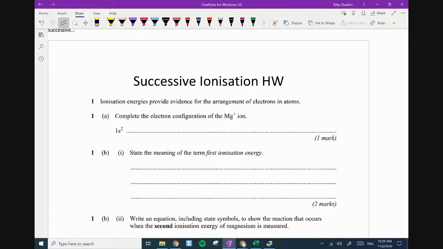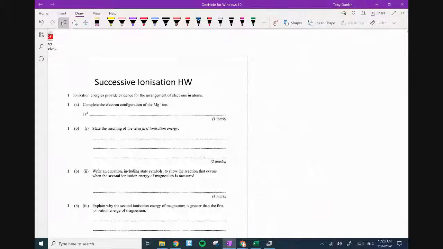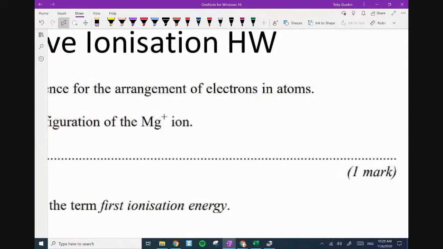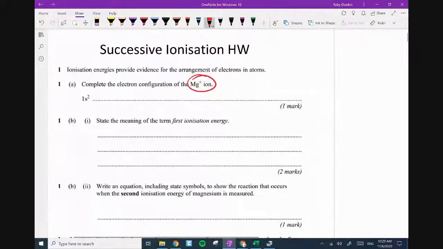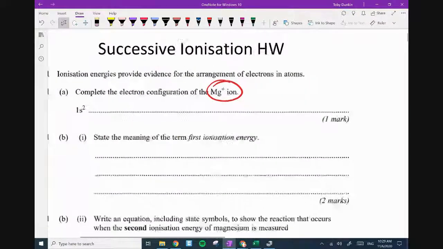So first one is completing the electronic configuration, and notice that they have given you an ion. Yeah, this is important. And they've given you a rather unusual ion as well, the 1+.